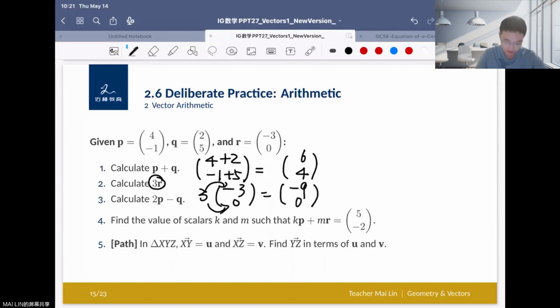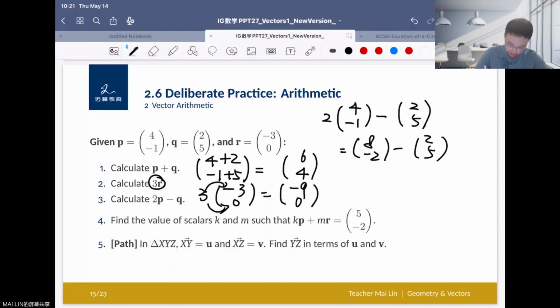So for the third problem, calculate 2p minus q. We can set here 2 times 4, negative 1 minus q, here is 2, 5, right? So 2 times 4, negative 1 is 8, negative 2, and minus 2, 5, then can be written as 8 minus 2 and negative 2 minus 5, right? So the value here is 6, negative 7, okay? That is for the third problem, okay?